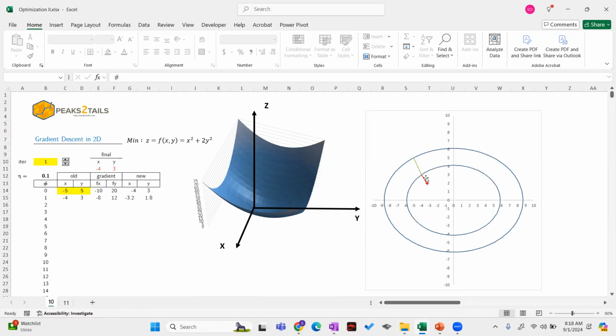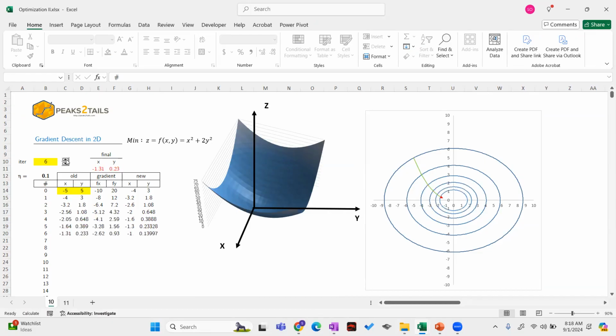I just basically want to show the entire path. So we took this path and then we are going there, right? Every time it is perpendicular to the level curve, and we slowly and steadily approach the minima.